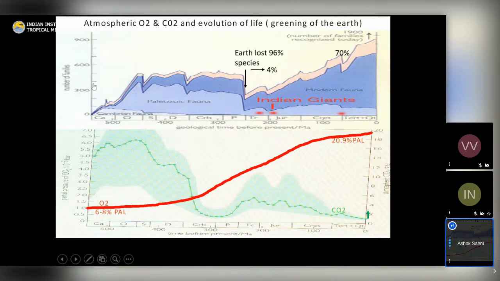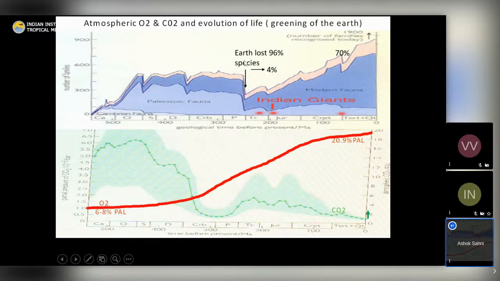If you look at this diagram on top, this basically shows you the increase in biodiversity. These are the number of families. As you can see, 500 million years ago, there were very few families of animals and plants, but this number kept on increasing to this point. This is where we are now, 0. So there have been setbacks also. These are known as extinction events.